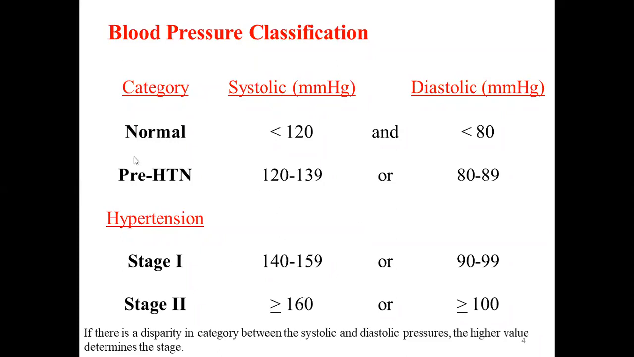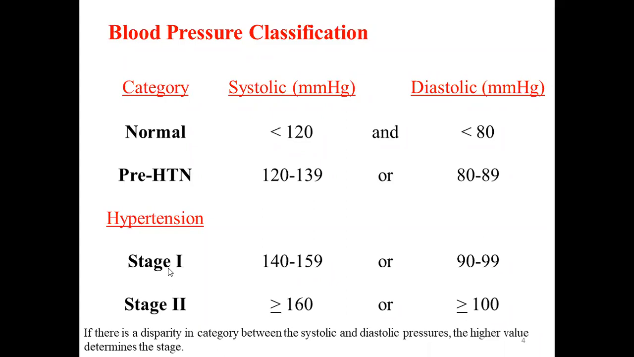Okay, so hypertension stage 1 is between 140 to 159, or the diastolic is between 90 to 99. Stage 2 is above 160 and the diastolic is above 100. So this is the classification of hypertension. Remember, monotherapy is usually recommended when a patient has stage 1 hypertension, but for stage 2 hypertension, most of the time combination therapy is usually recommended.